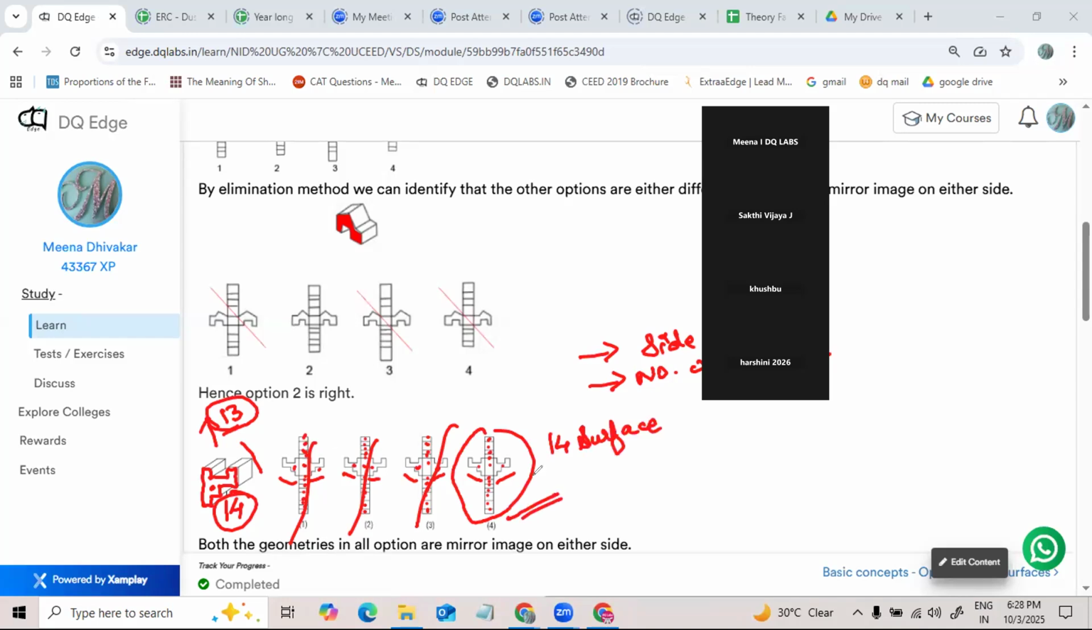Is that clear when it comes to 3D to 2D, how to do it? At most, you can identify only with these two things: side views and the number of surfaces. Is that clear? Everybody, 3D to 2D? Yes, ma'am. Any doubts in 3D to 2D?